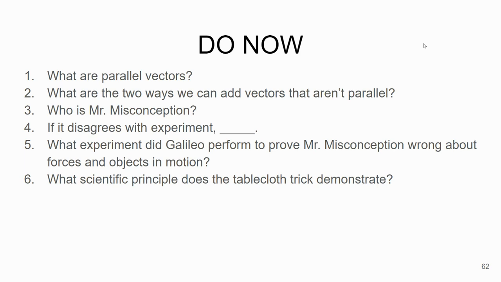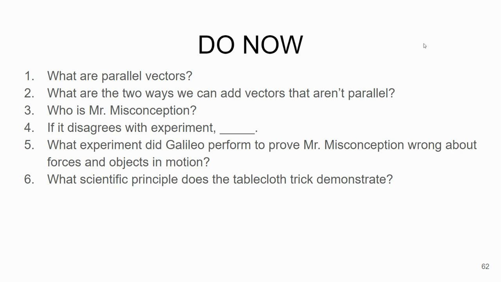Question 3, who is Mr. Misconception? That would be Aristotle. He got a lot of things wrong, especially about physics. Question 4, if it disagrees with experiment, it's wrong. Richard Feynman taught us that. That is really the key to doing science. You have to always check your ideas against the universe through experiment or sometimes through observation. And if the universe tells you that you are wrong, then you are wrong. And that's all there is to it.